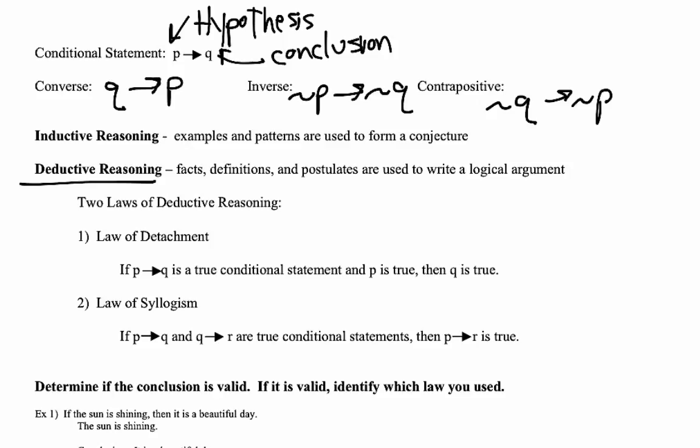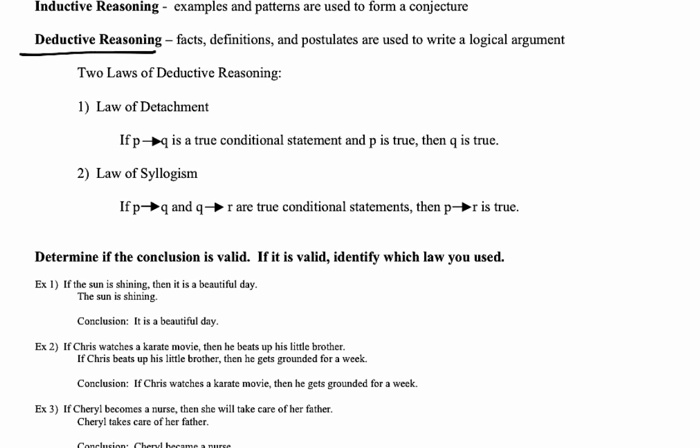That's deductive reasoning. And there are two laws of deductive reasoning. We have the law of detachment, and we have the law of syllogism. And in these laws, you're going to see that idea of P leading to Q. So the law of detachment says this: if P leads to Q is a true conditional statement, and P is true, then so is Q.